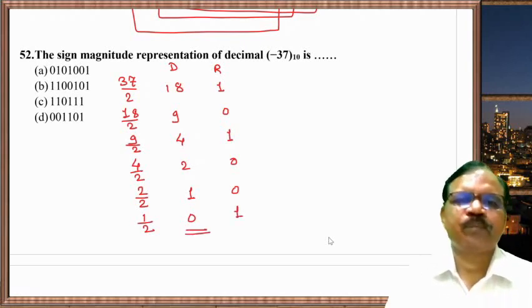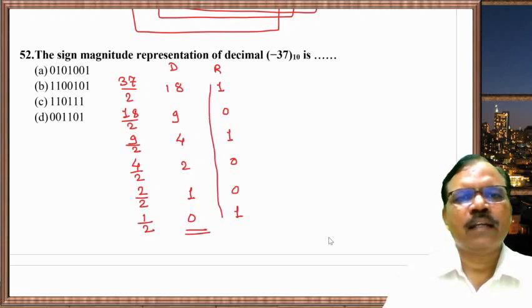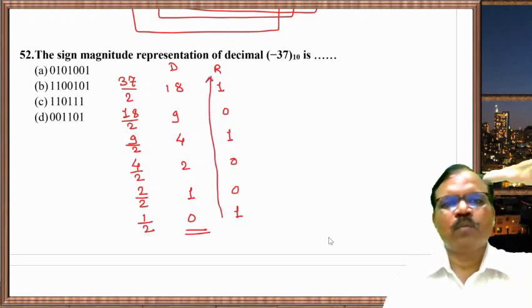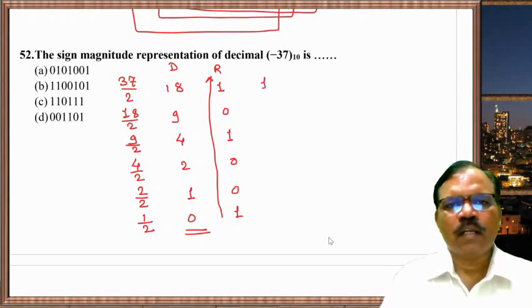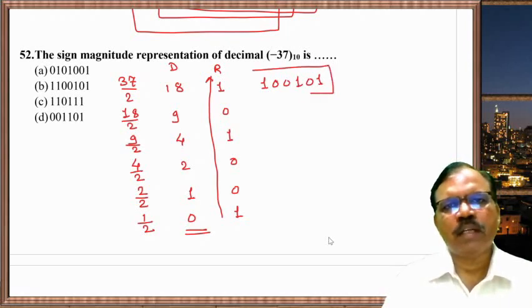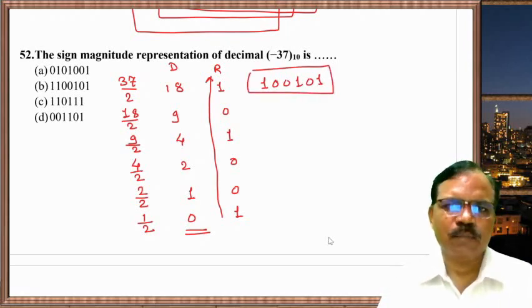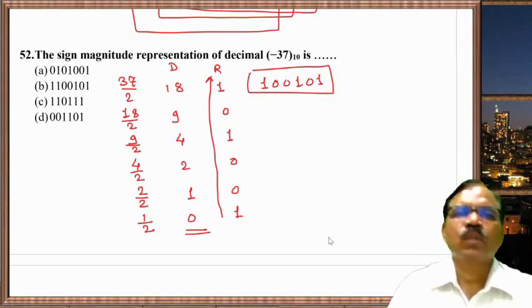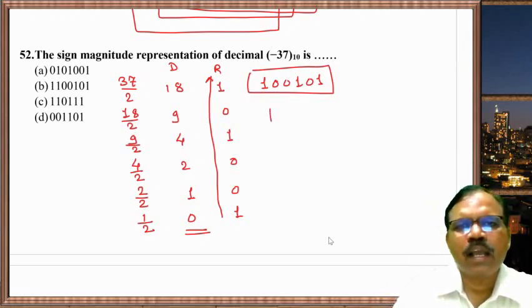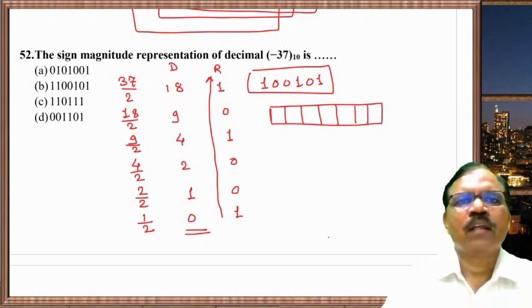Then stop here. And then write remainders from bottom to top. So we get here 1 0 0 1 0 1. So this is the number 37 in binary form. So it is now 6 bit. So to give sign, we take an additional bit for the number, and that is used for sign. So 1, 2, 3, 4, 5, 6 and 7. Now in 6 bits the number is stored.